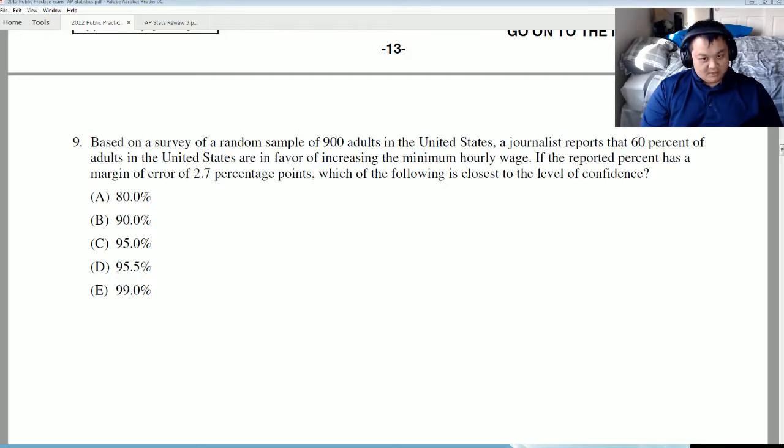What is the Z star for one standard deviation? Do you remember? Oh, wait, one standard deviation is 1.645. Yeah, this is the empirical rule. Remember the empirical rule, 68, 95, 99. This is 90. So that's another way of doing it without having to look it up in the chart.